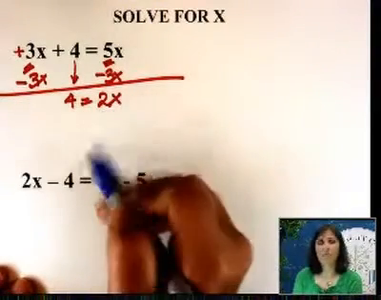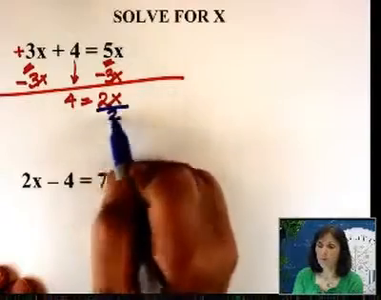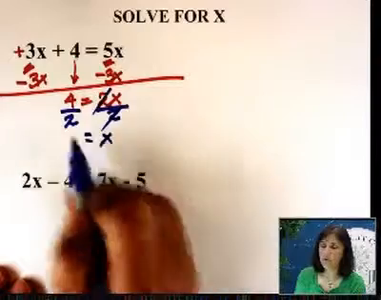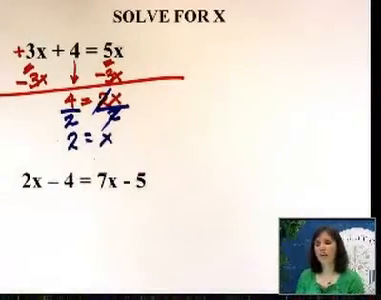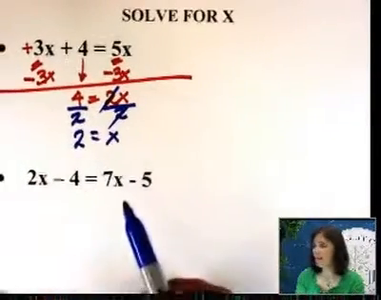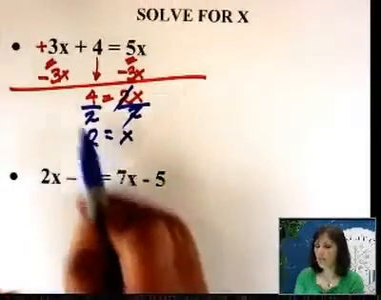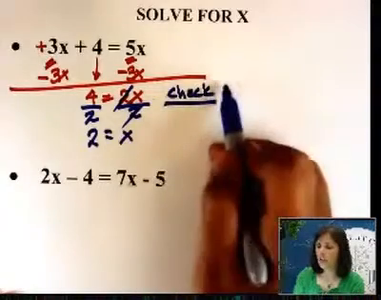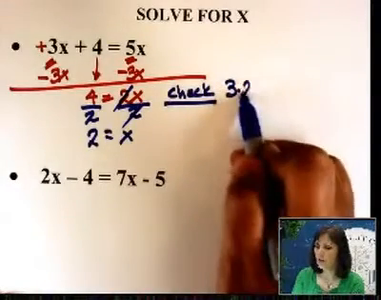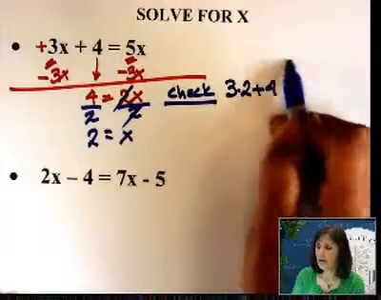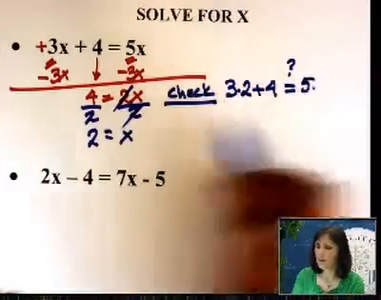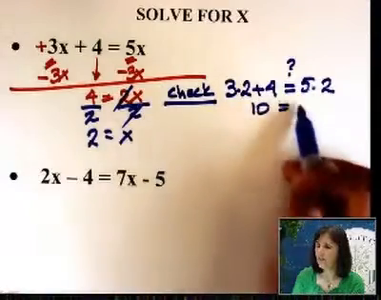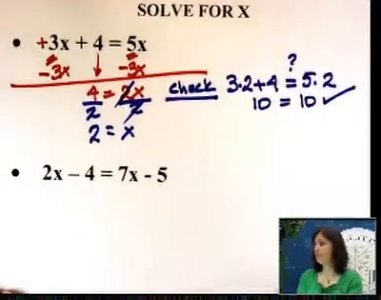Coefficient of x is 2. It's multiplying. You can divide both sides by 2. And you end up with x equals 4 divided by 2, 2. And you can always go and check that. You can go and check and put 2 in there. And I recommend at the beginning you check those. 3 times x, which is 2, plus 4 is that. 5 times x, which is 2. 6 plus 4, that's 10. 5 times 2, that's 10. It looks like it works.